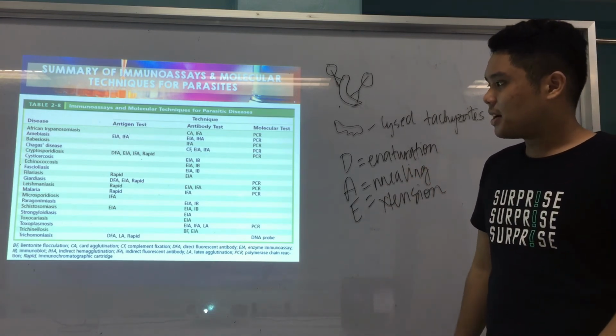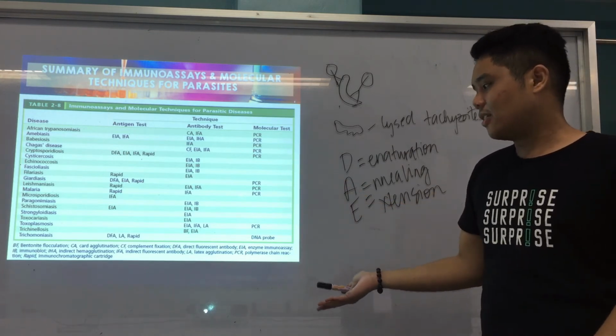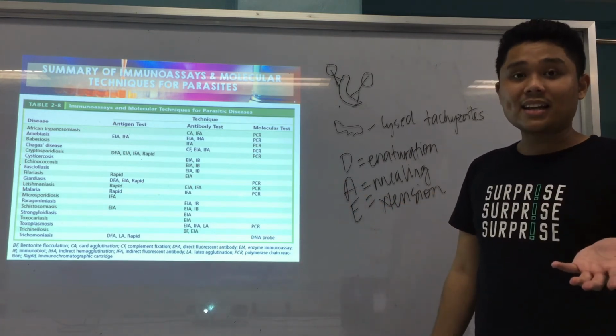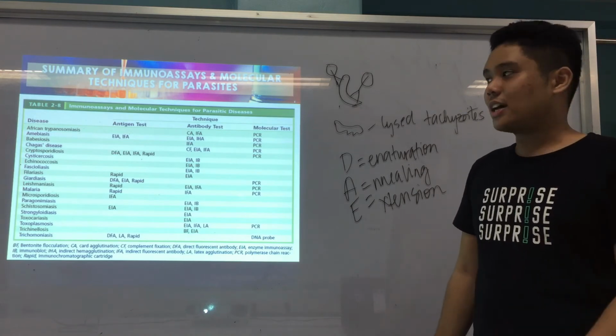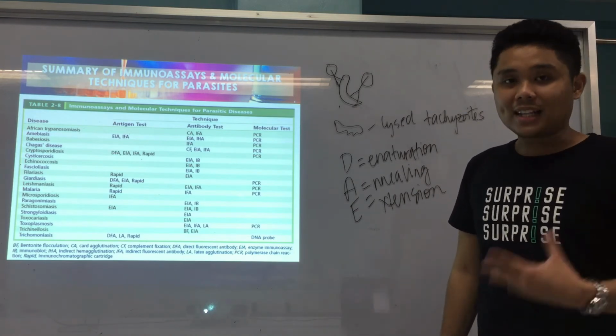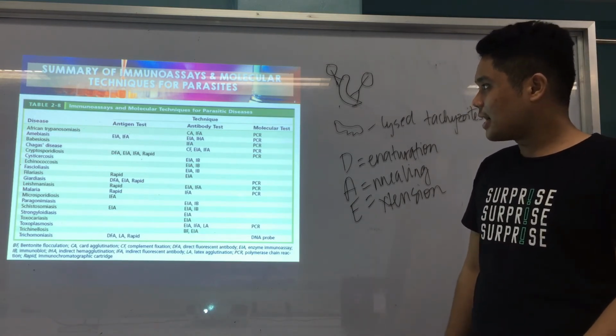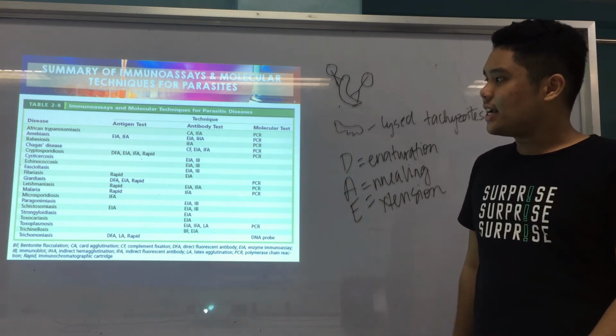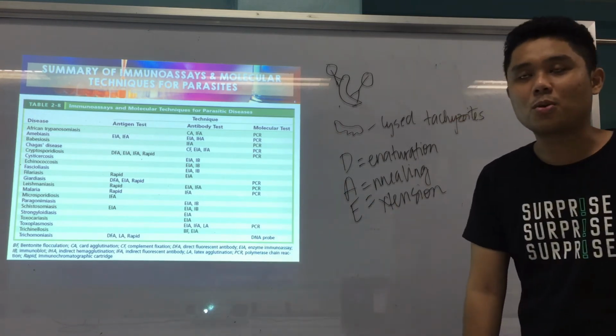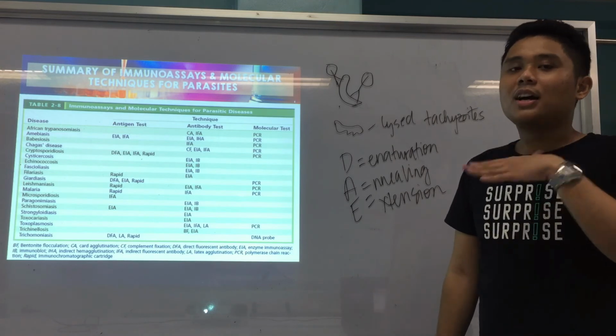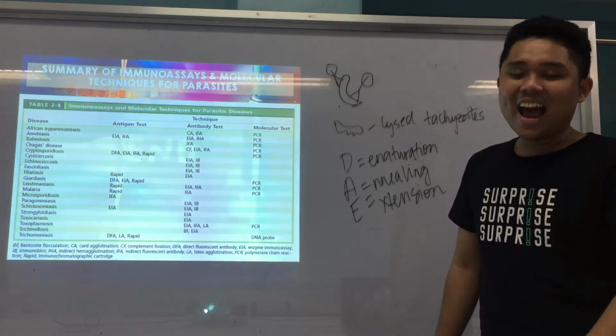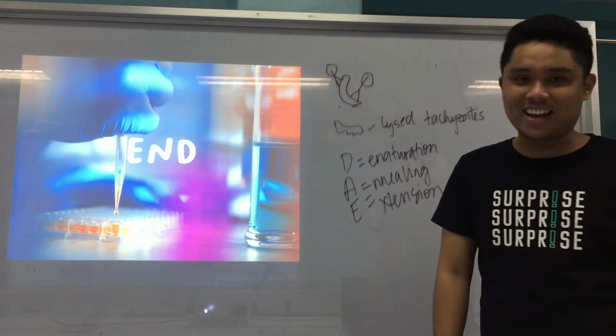Okay? Alright, rapid, meaning rapid tests. Latex agglutination, again, uses latex particles as the carrier particle for your antigens. Okay, alright. So basically that's the summary. Again, this is from Zyvig. Okay, alright. And that's the end of everything, actually.